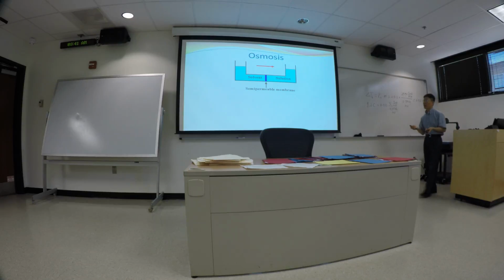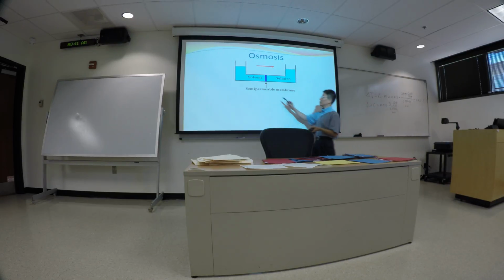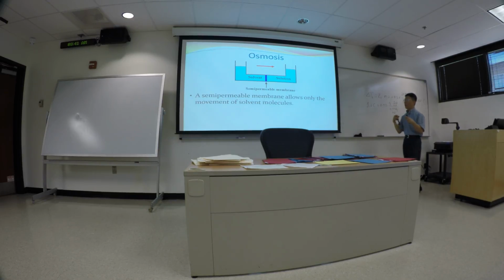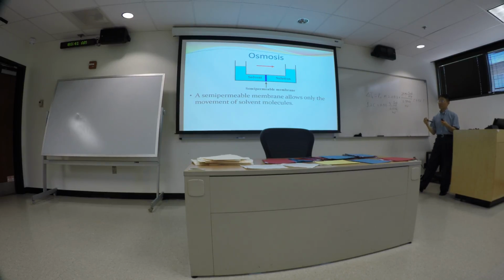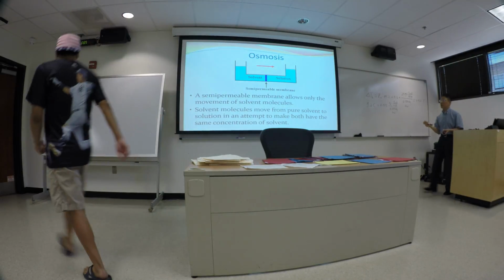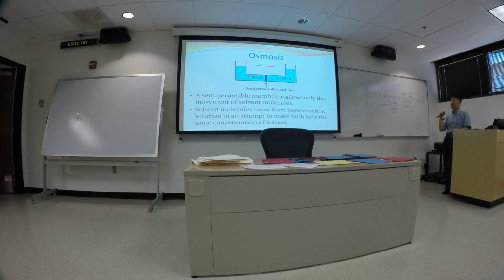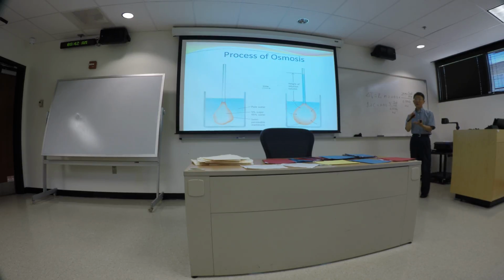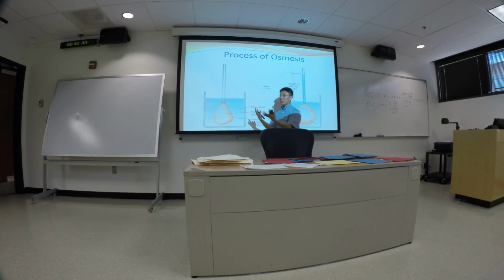Okay, so in this diagram, we have the pure solvent on the left side, and we have the solution. If you separate the two by a semi-permeable membrane, the solvent will be able to move in and out in order to reach an equal concentration. The solvent molecules move from the pure solvent to the solution side in order to equalize the concentration. And when that happens, you will actually generate a little bit of pressure, and this is what we call the osmotic pressure.